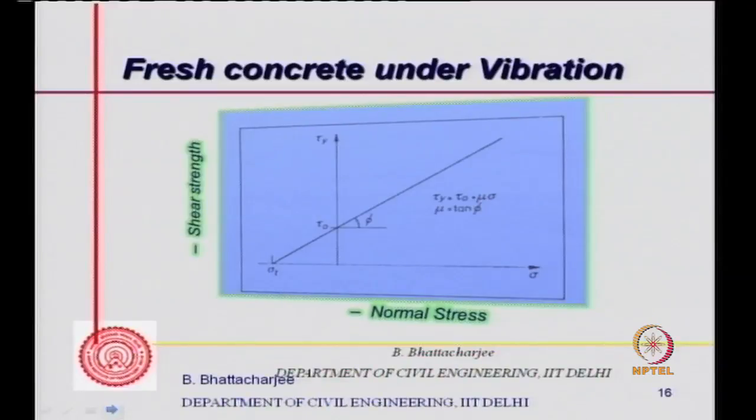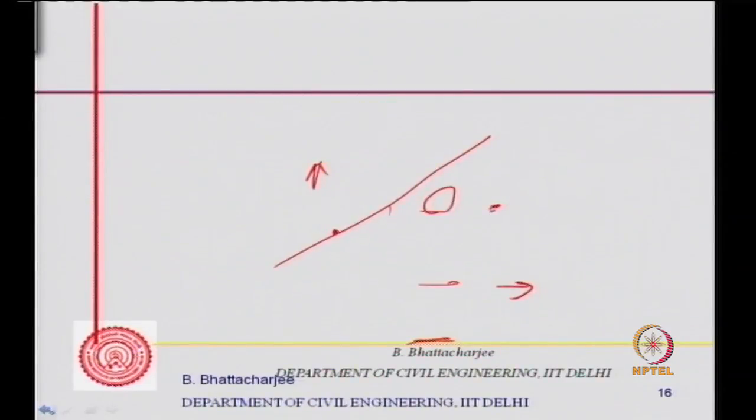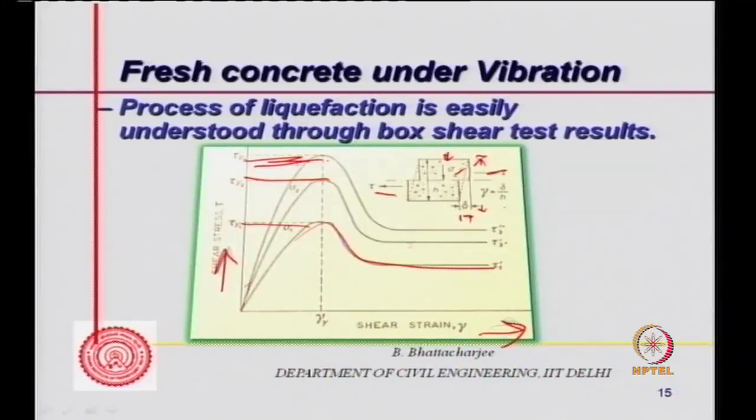And then like soil, you can actually plot the shear stress versus normal stress curve, with normal stress here and shear stress here, and it can be related linearly like this. So therefore, the yield shear stress tau is a function of tau zero, the intercept at this point, plus mu into sigma. What is yield shear stress? That was this one that was shown in the previous diagram.